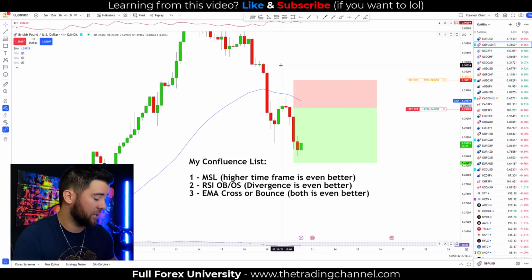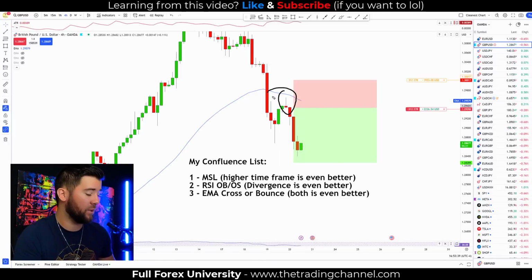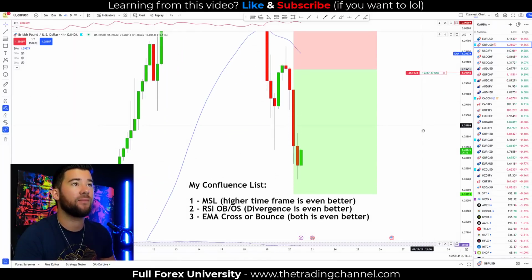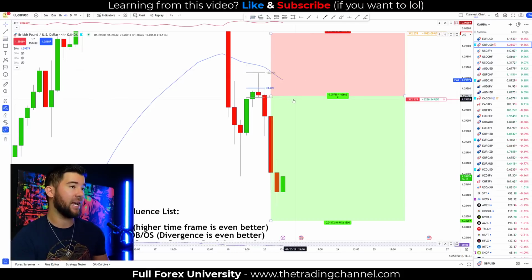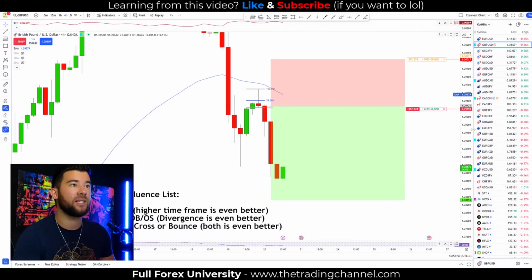So hopefully you were able to spot this entry pattern, because if we zoom in a bit, you'll see that this candle, in fact, meets the rules for a shooting star candle for the way I trade them. The entire body of this candle is below the 38.2% retracement. Also, what is the confluence that we have?